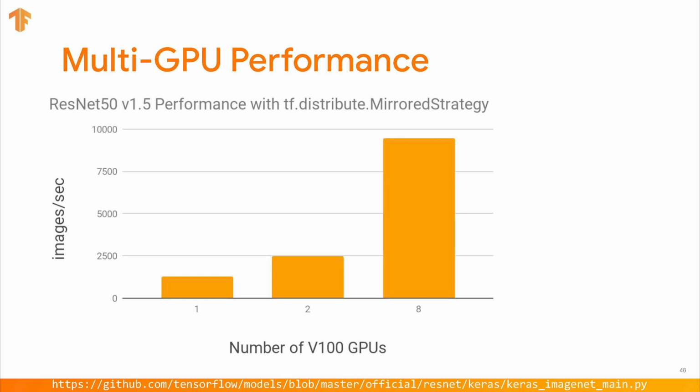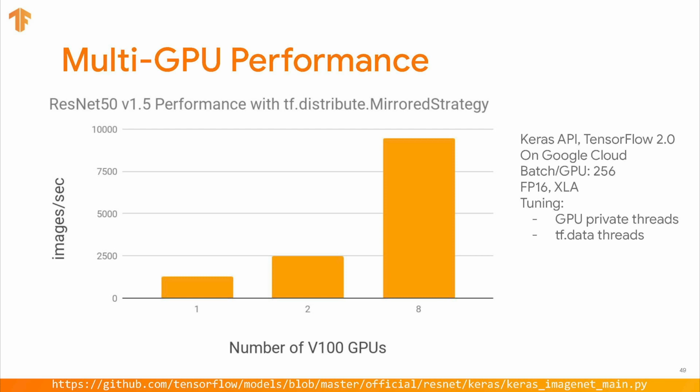Recall that one of the goals for the distribution strategy API was that it provides great out-of-box performance. On this slide, I would like to convince you that it does, at least for mirrored strategy and ResNet 50. What we're looking at here is the performance of ResNet 50 based training using Keras running TensorFlow 2.0 on Google Cloud. The vertical axis of the graph plots images per second, and the horizontal axis ranges the number of GPUs from 1 to 2 to 8. We can see that mirrored strategy achieves close to linear scaling, starting with a single GPU achieving roughly 1,250 images per second to 8 GPUs achieving close to 10,000 images per second.